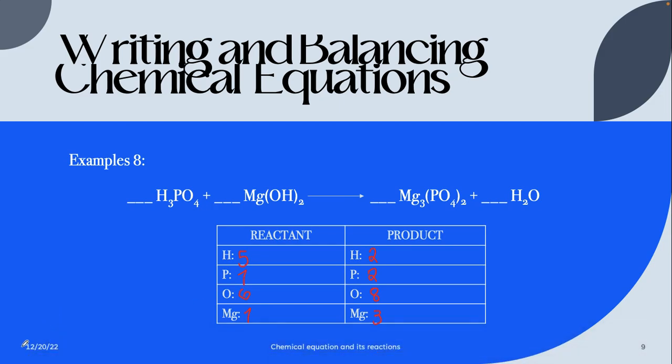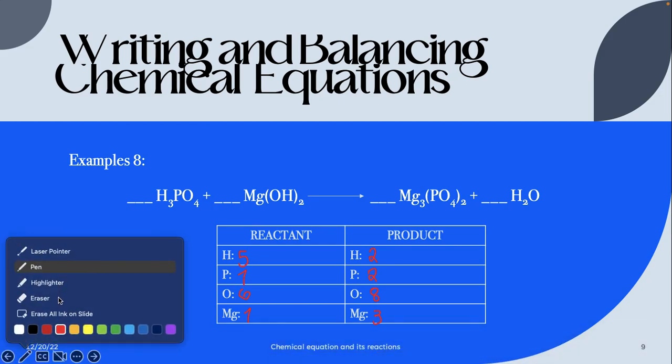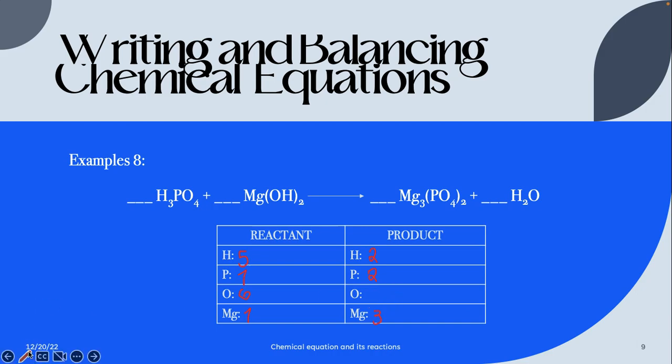And my bad, we don't have 8 oxygens. Because we have 8 here and 1, 9. So we have 9 oxygens. This one is not balanced, not even close. So the first thing we're going to do is let's multiply the magnesiums. So we have 3 here. So let's place our 3 up here. So now we have 3 on both sides.